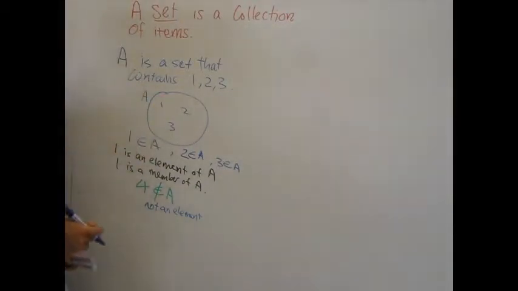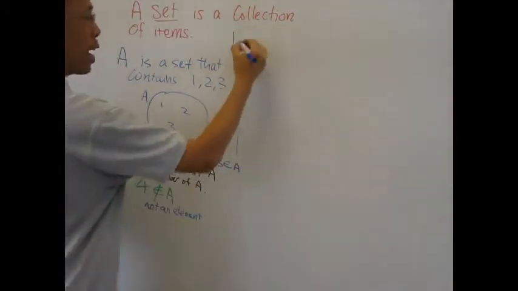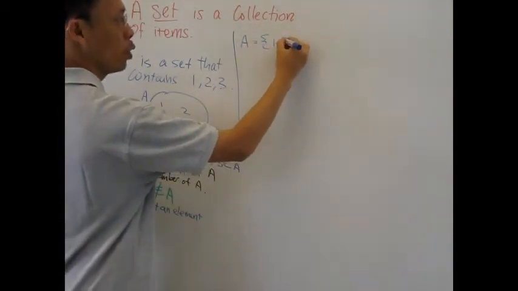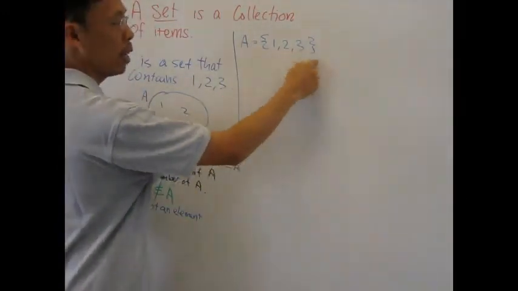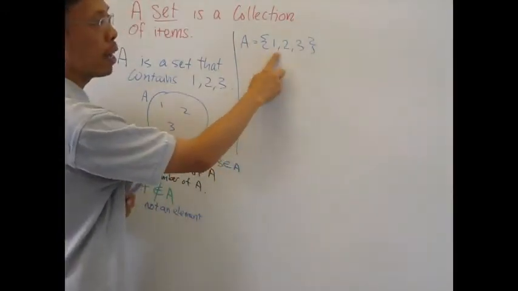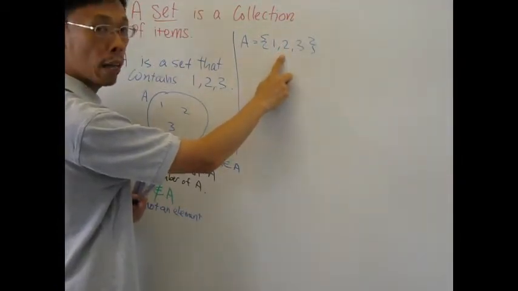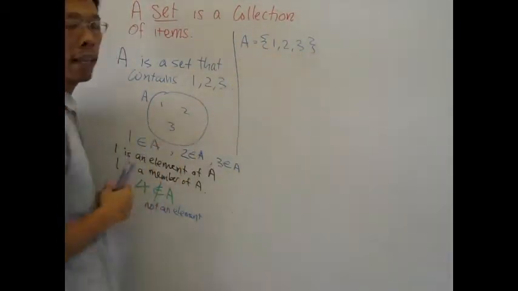So this is a presentation of A. Another way to represent A is to use something called set notation. What is set notation? Well, for example, I can write A this way: {1, 2, 3}. So this is using set notation. This curly bracket represents a set. This means A is a set that contains elements 1, 2, and 3. So there are 3 elements in set A.